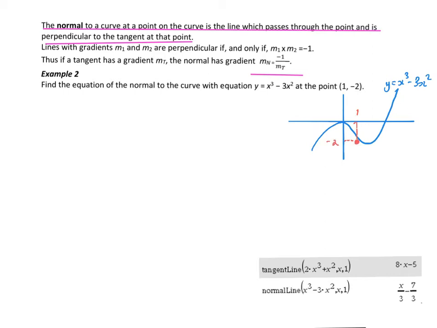So we're finding the normal. Now if we were to draw the tangent, it would touch the graph at that particular point. But we're not even asked to draw or even find the equation of the tangent. We're asked to find the equation of the normal. And we know that the normal is perpendicular to the tangent at that point. And of course, perpendicular means the normal and the tangent intersect at 90 degrees. So this one here is my normal.